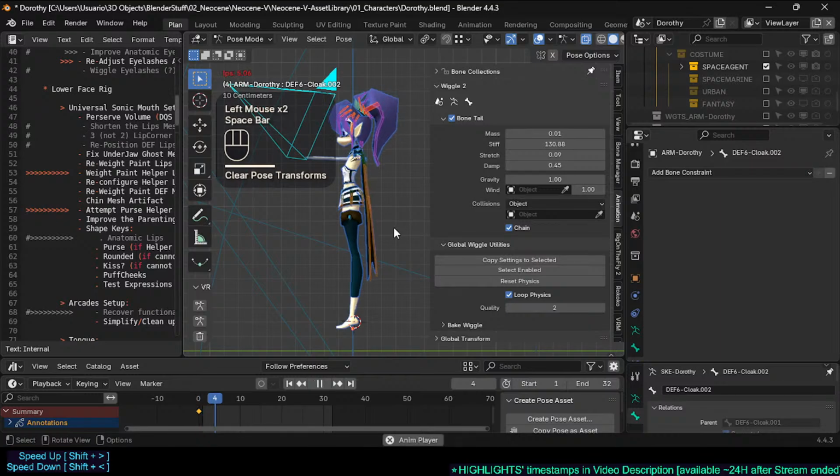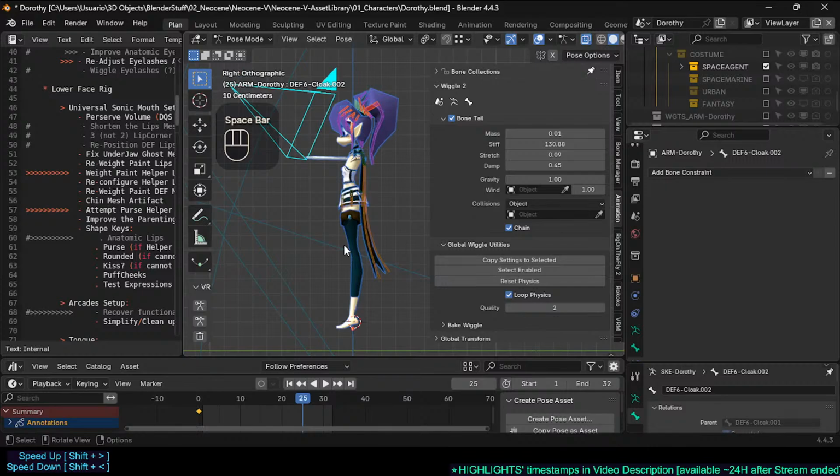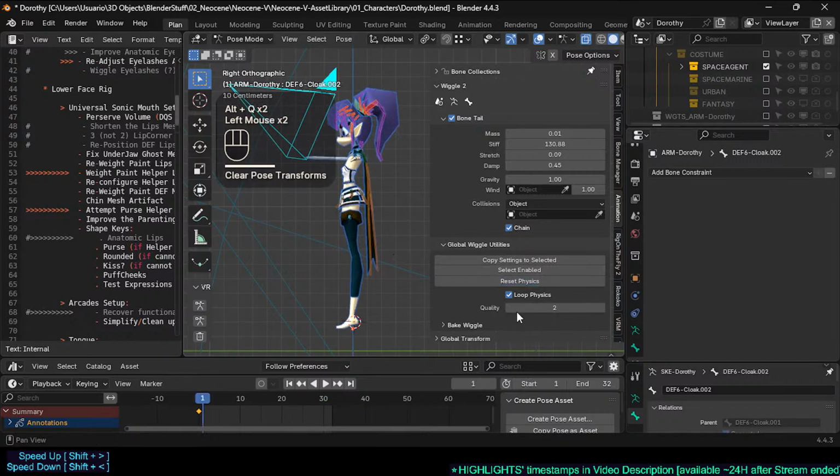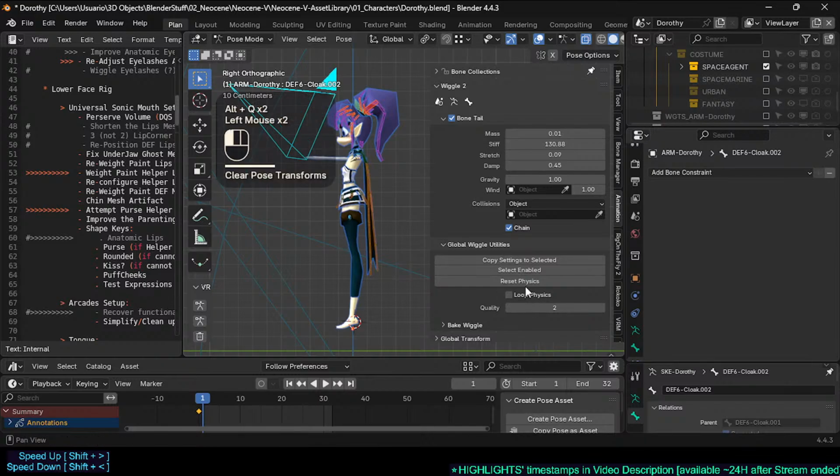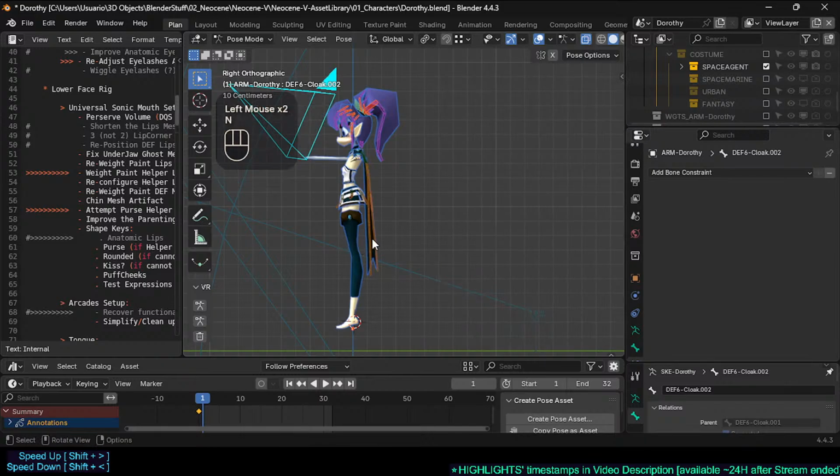physics. Okay, I'm gonna play. So check this. You see, there's some things like this. The cloak balances, the hair drops a little, but it's nothing very harsh. Hold on, I'm gonna reset physics. I don't want to loop physics. Okay, you see, nothing inadequate.